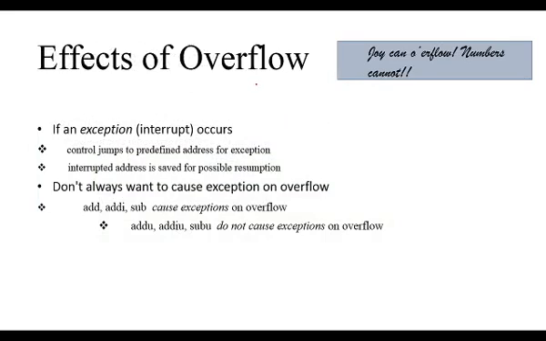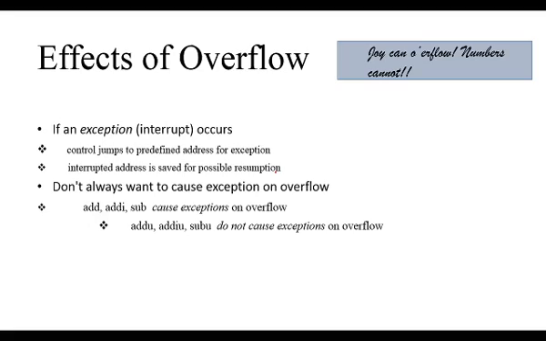So, effects of overflow: joy can overflow, but numbers cannot. Effects of overflow, in the sense, it creates something inside the program, it affects the result. It is the worst part in the program, and it affects the flow of that program. If it affects the flow of that program, then we call this an exception or interrupt. If an exception or interrupt occurs, the control jumps to a predefined address for the exception and the interrupted address is saved for possible resumption. So there are so many steps the program needs to perform if overflow happens.